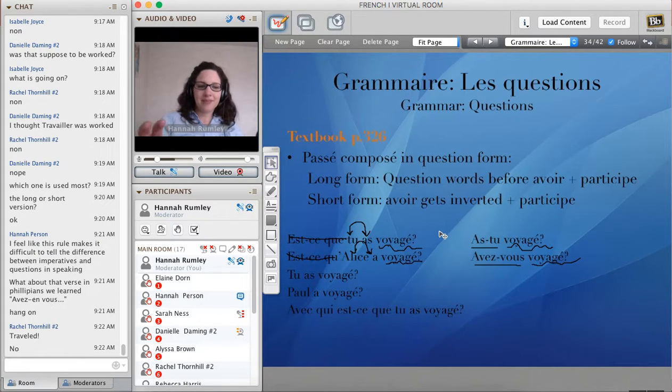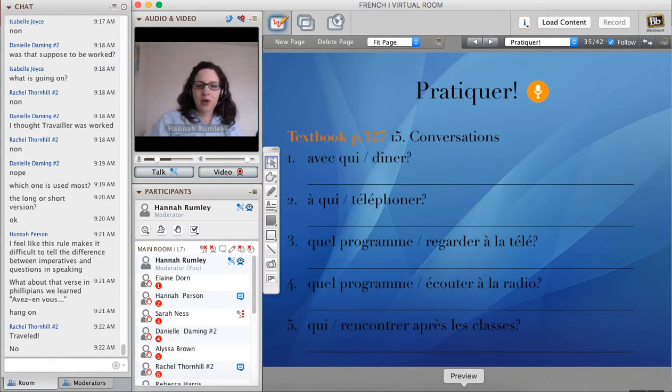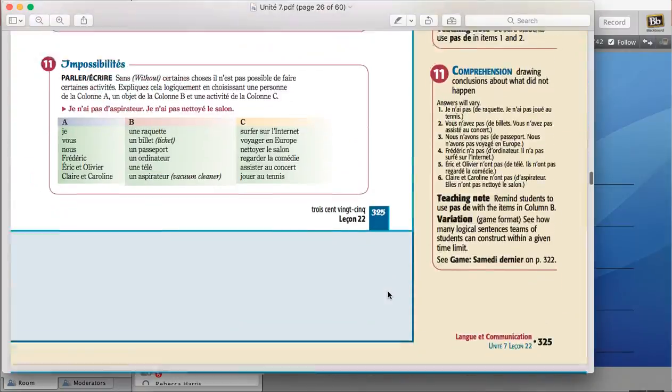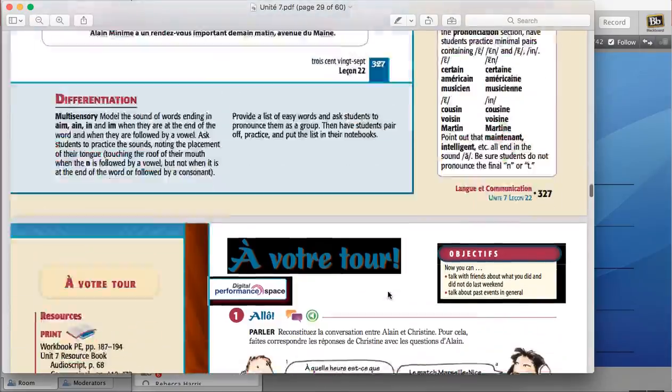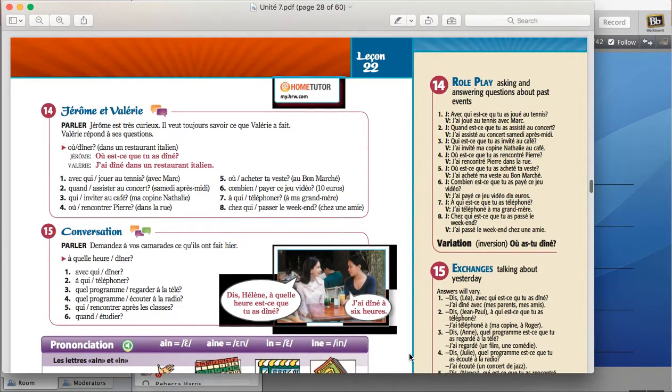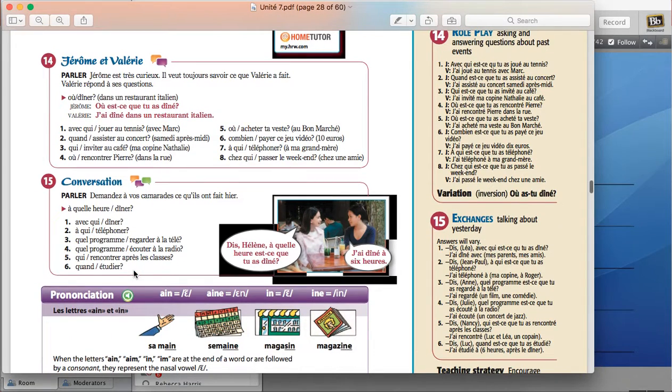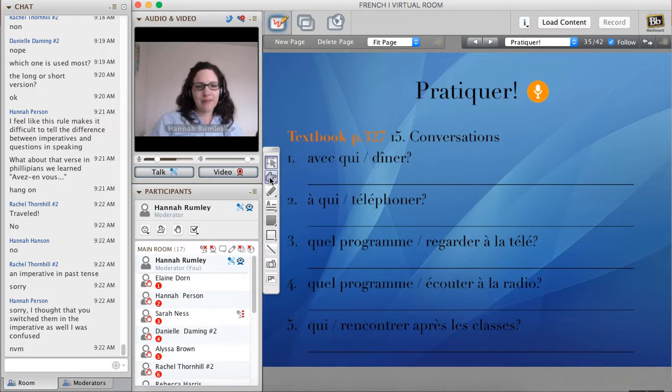Okay, we're running out of time. Any questions? Let's practice this one. So we're on page 327. Conversation. Demandez à vos camarades ce qu'ils ont fait hier. So you want to ask them what they did yesterday. Okay? So Elaine, numéro 1, Hannah, numéro 2, Sarah, numéro 3, Danielle, numéro 4, Alyssa, numéro 5. I'll do the example in the top corner if you need it.